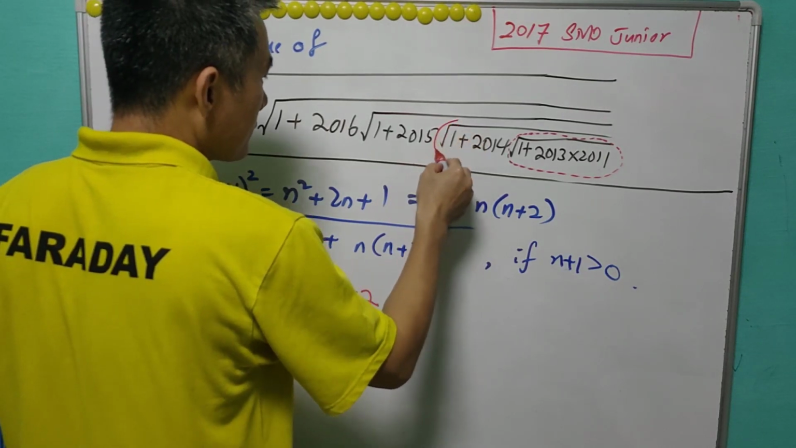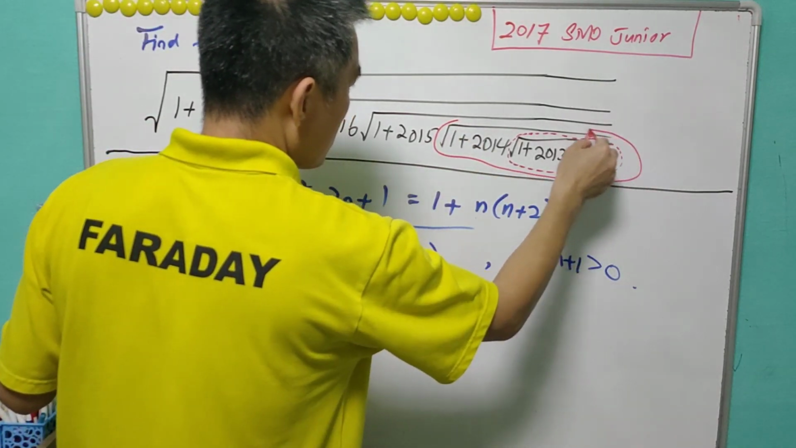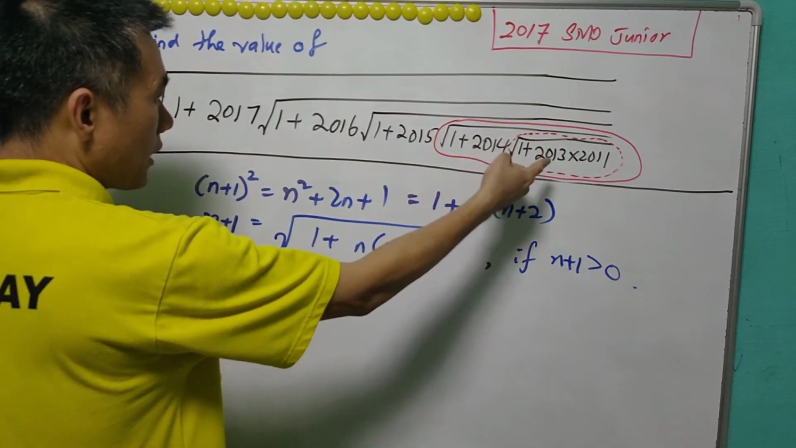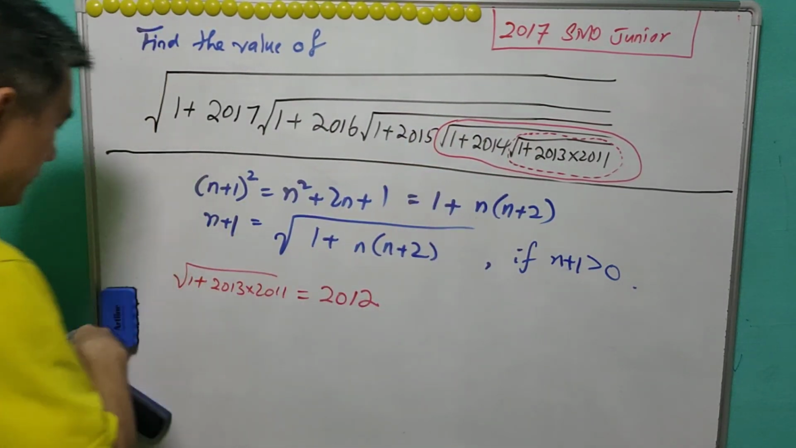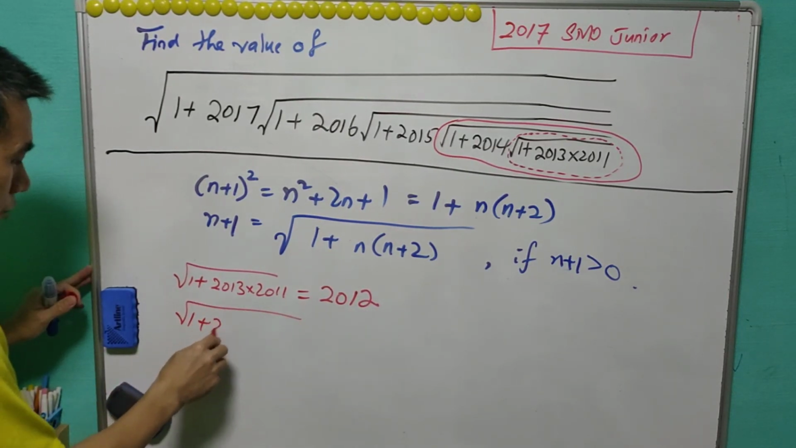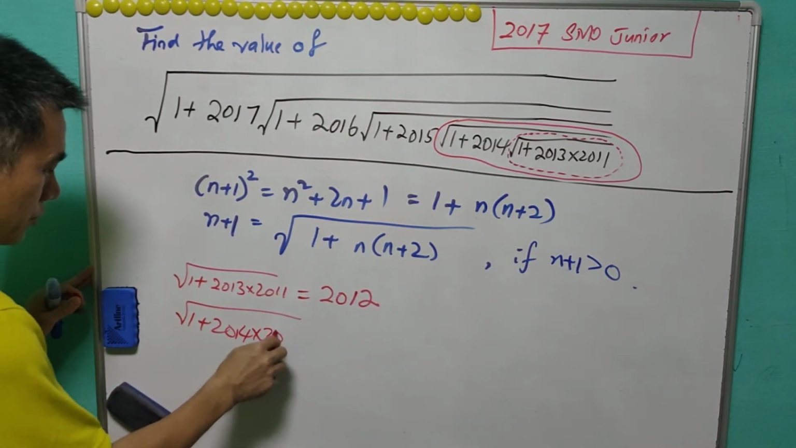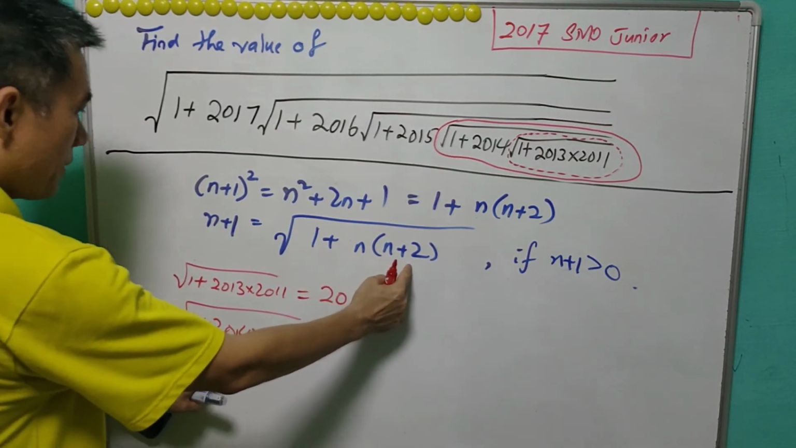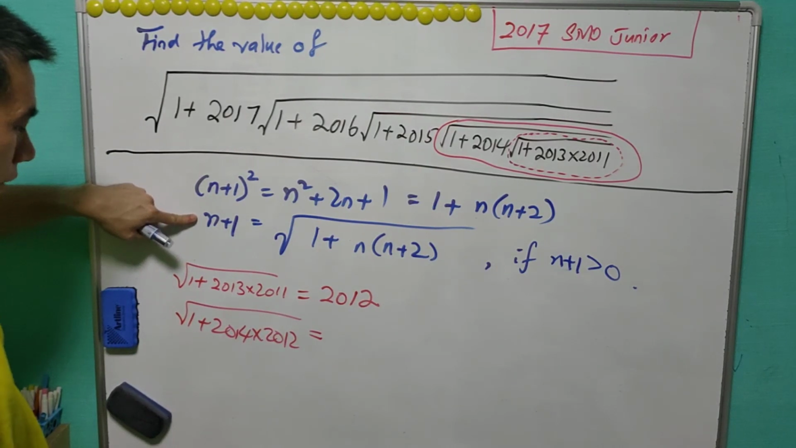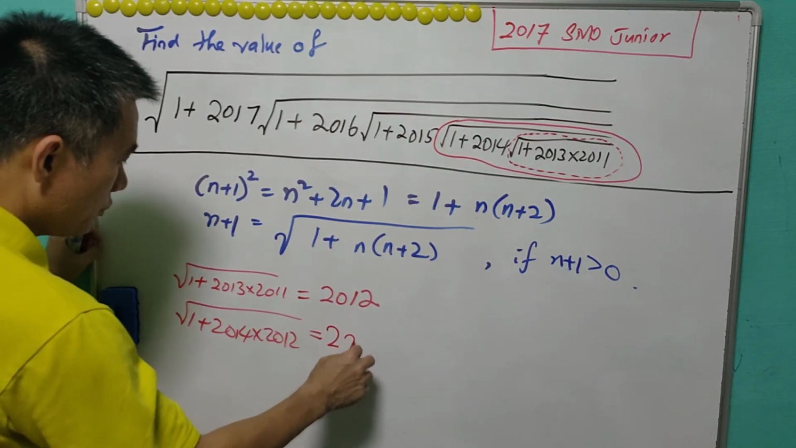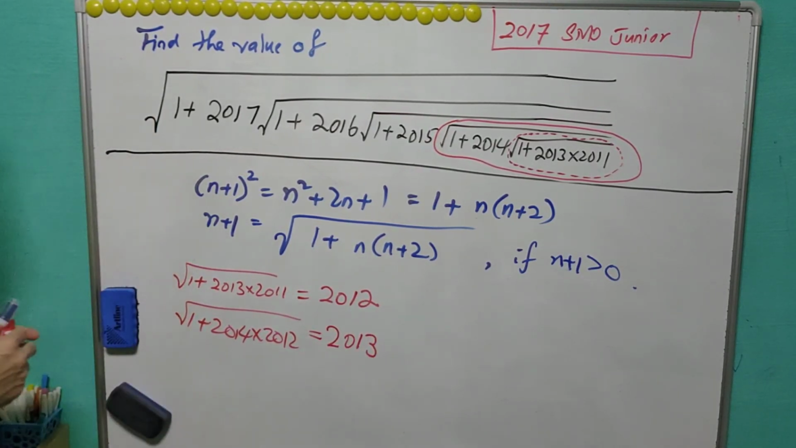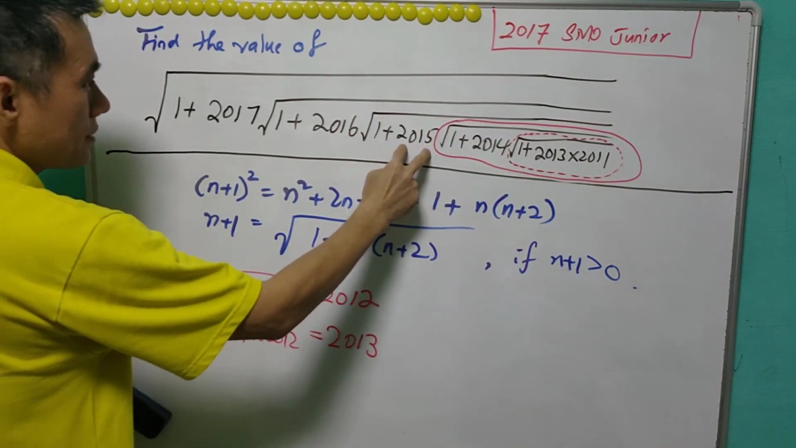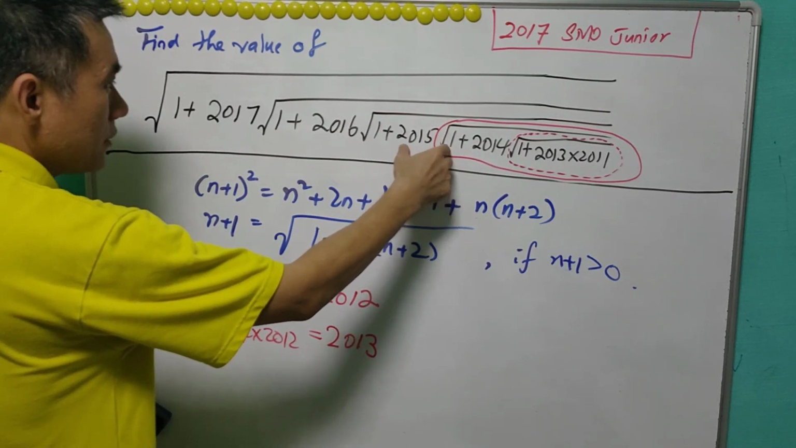Next, we look at the next square root, that is the square root of 1 plus 2014 times 2012. The square root of 1 plus n(n+2) will be equal to n+1. In this case, n+1 equals 2013. And we will proceed and say that this is 2013.